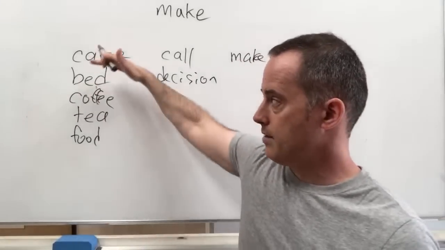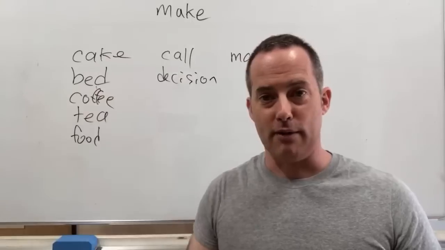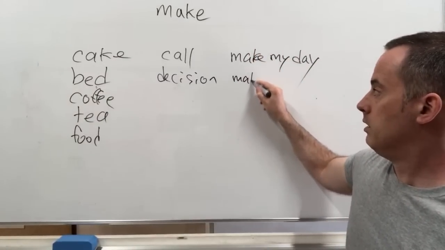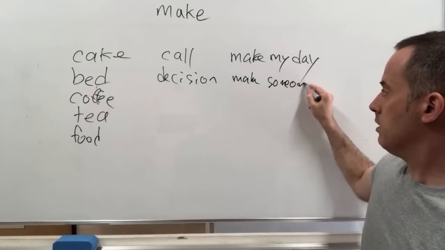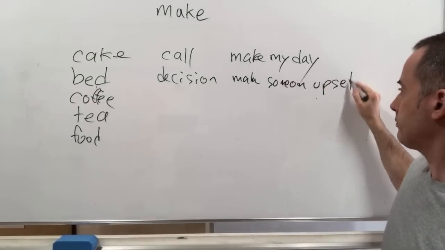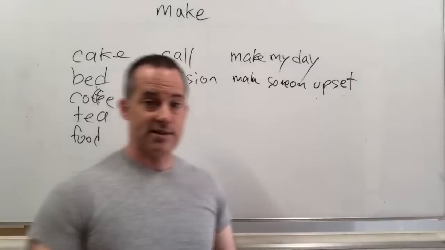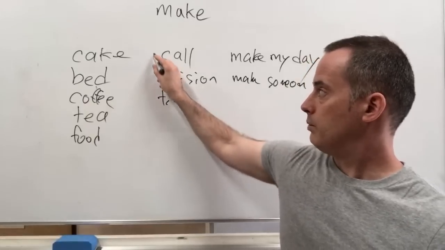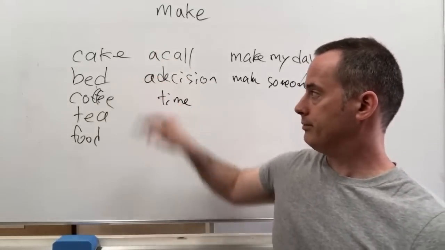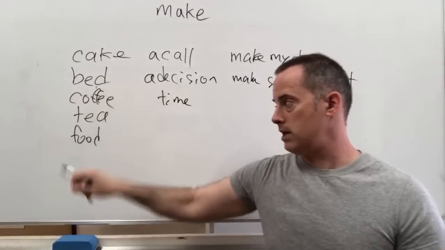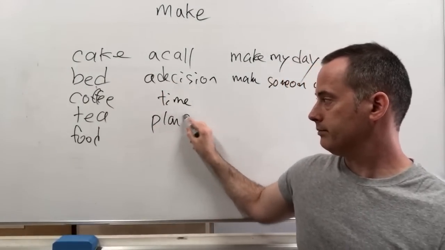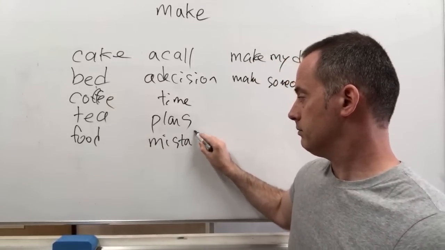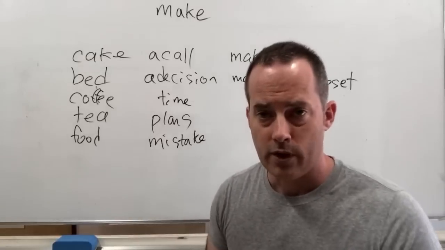And again, the point is, as you get more and more examples of this, you really start feeling like, ah, I'm really getting it though. Make you upset. Very good. So you could make someone upset. Or make someone angry. Make someone happy. So you make time. Yep, another one. So we could say make a call, make a decision, make time. Or make coffee, or you can make plans. Make a mistake, very good. All right, to make someone happy.